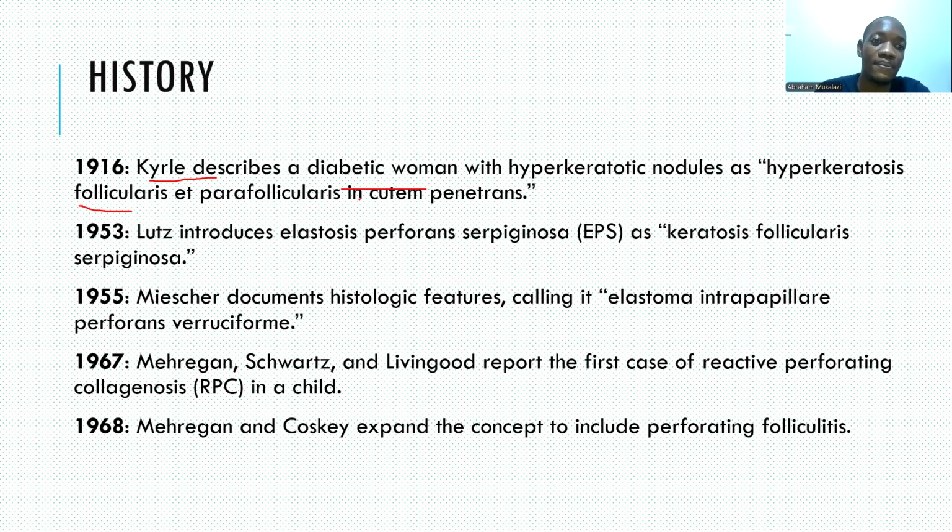Later on, Lutz comes in 1953, and he introduces the term elastosis perforans serpiginosa, EPS, and at that time he called it keratosis follicularis serpiginosa. Then in 1955, Miescher documents the histological feature, which he called elastoma intrapapillare perforans verruciforme. For him, the lesions looked like verruca, like warts, but in this case they were perforating through the epidermis to reach the dermis.